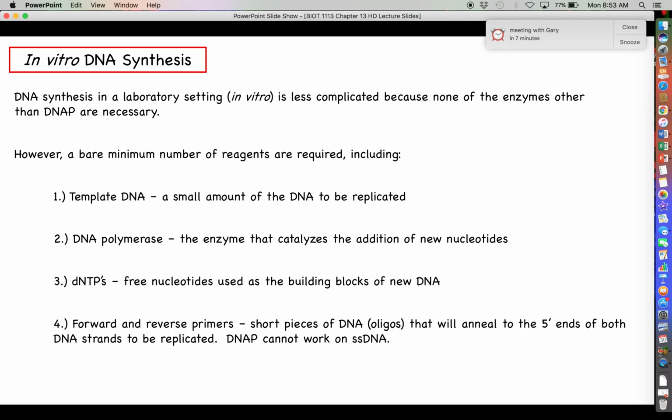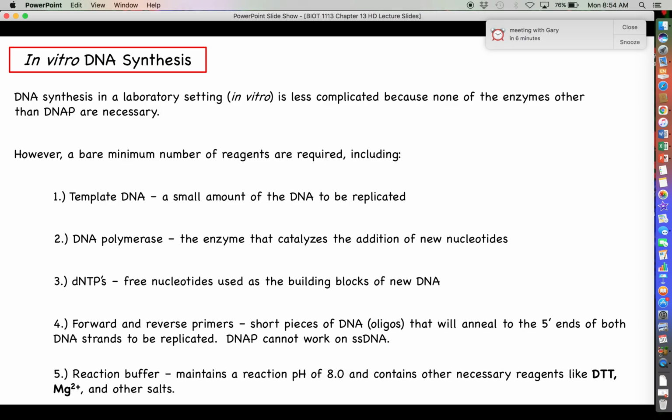We will need primers. We will need both forward and reverse primers, which are just short DNA oligonucleotides that are going to anneal to the 5' ends of both of our DNA strands that we want to replicate. Even though things are going to be a bit simpler here, we still cannot get around the requirement that DNA polymerase cannot work on purely single-stranded DNA. It's got to have duplexed, double-stranded DNA in order for it to work.